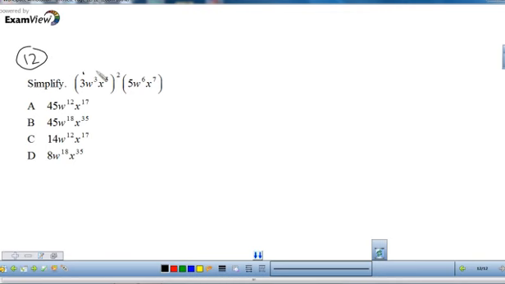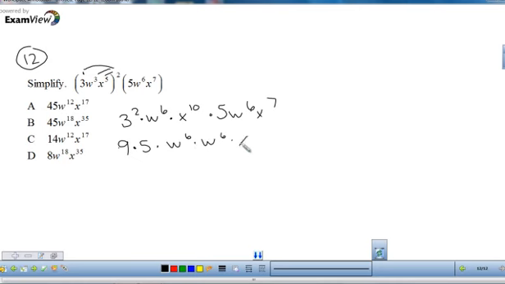Different ways we can do this. Since this is a power to a power, I can multiply. So I'm going to have 3 squared times w to the 6th times x to the 10th, and bring the second one down. So 3 squared is 9. So I'm going to put the numbers together, the w's together, and then the x's together. Just makes it simpler to see. 9 times 5 is 45.